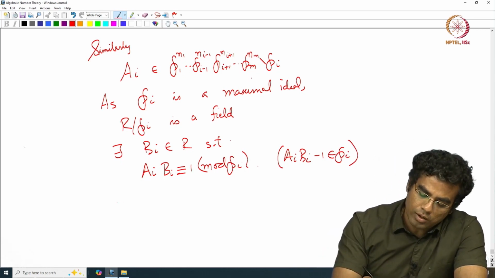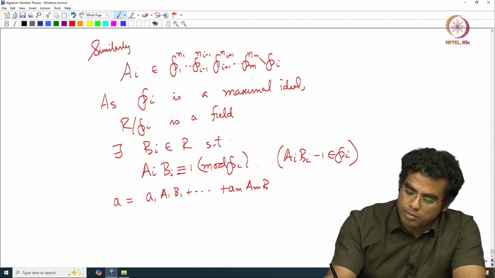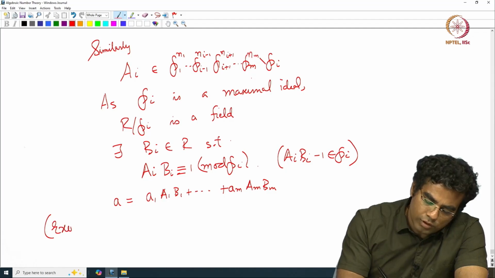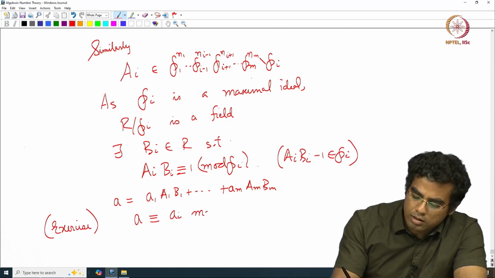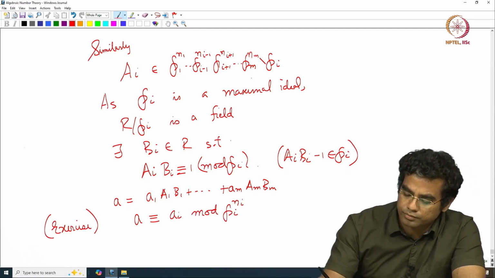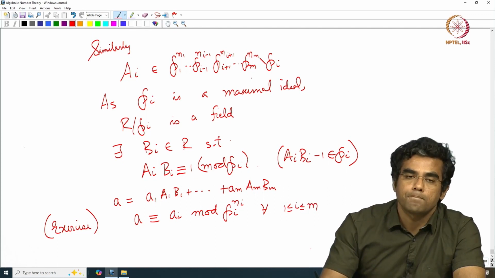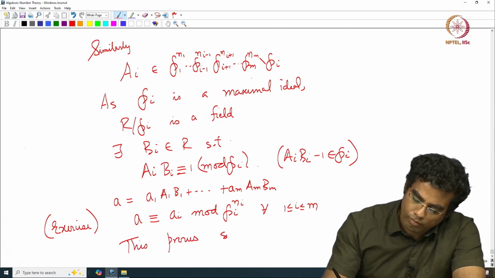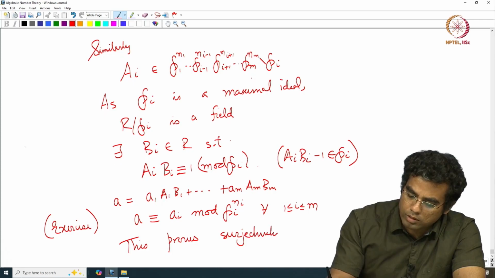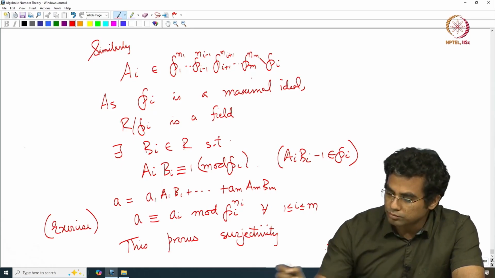So, what I do now is I let A be A1 B1 and so on up to Am Bm. If it is not clear already, the exercise is to show that A is congruent to Ai modulo Pi to the Ni for all 1 less than or equal to i less than or equal to m. So, this proves surjectivity, and hence the Chinese remainder theorem.